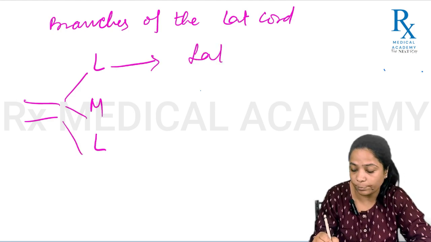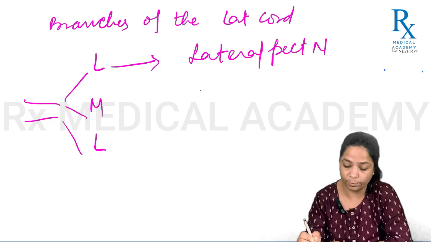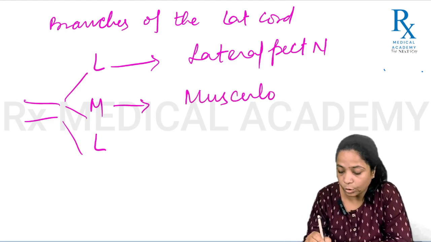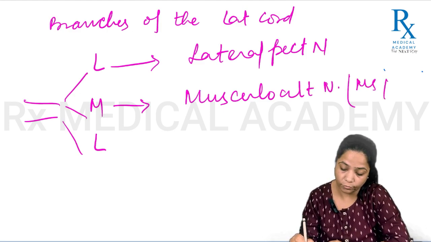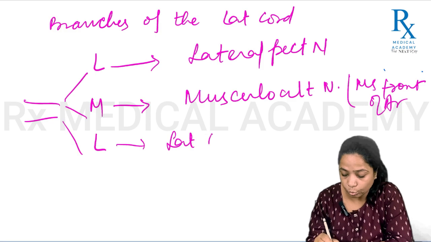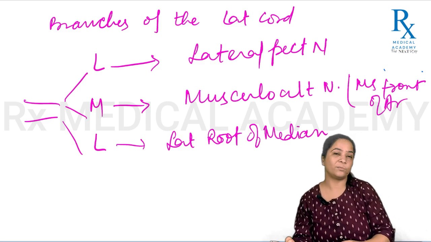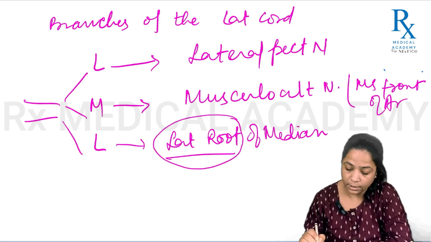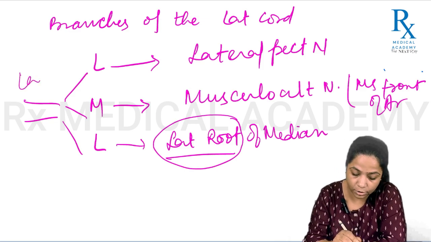One is the lateral pectoral nerve that supplies the pectoralis major and pectoralis minor muscles. Then you have the musculocutaneous nerve that supplies the muscles of the front of the arm. Then you have the lateral root of median nerve. You have an important nerve in your upper limb, that is the median nerve. It is comprised of two parts. One is your lateral root and the other, which we will see in a few minutes, is your medial root. So the lateral root of median nerve is also a branch of the lateral cord.